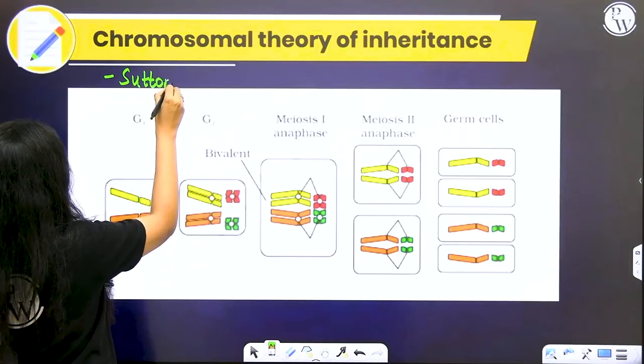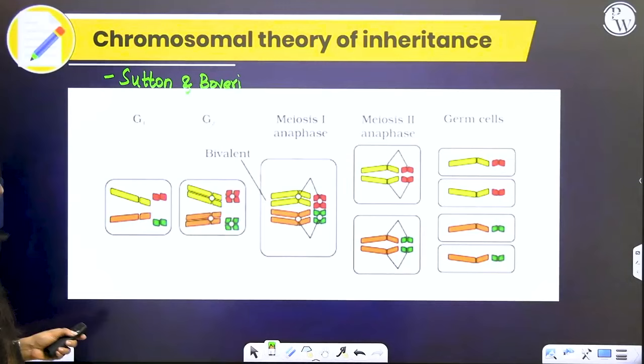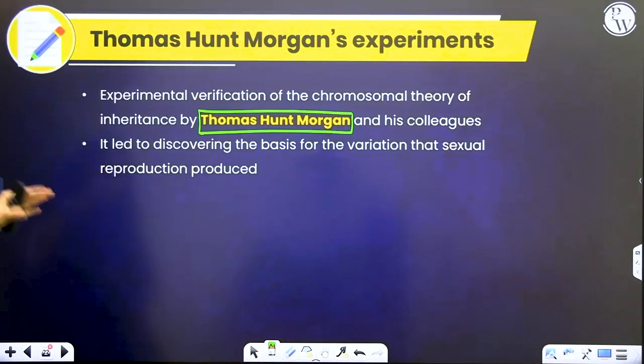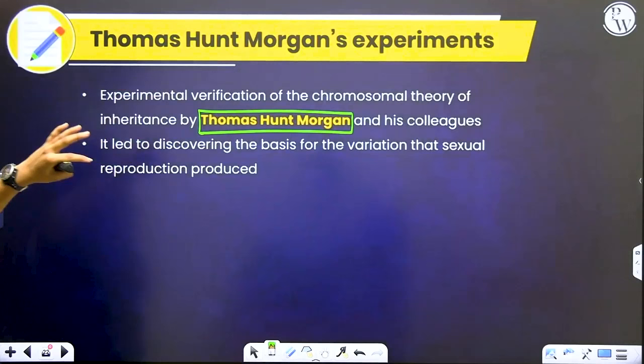But they did not perform experiments to prove this. Experiments were performed by another person called Thomas Hunt Morgan and his co-workers. One of them was Alfred Sturtevant. He was also very important. I'll get to it in a little while. So this person performed experiments, and he concluded that the chromosomal theory of inheritance is true.